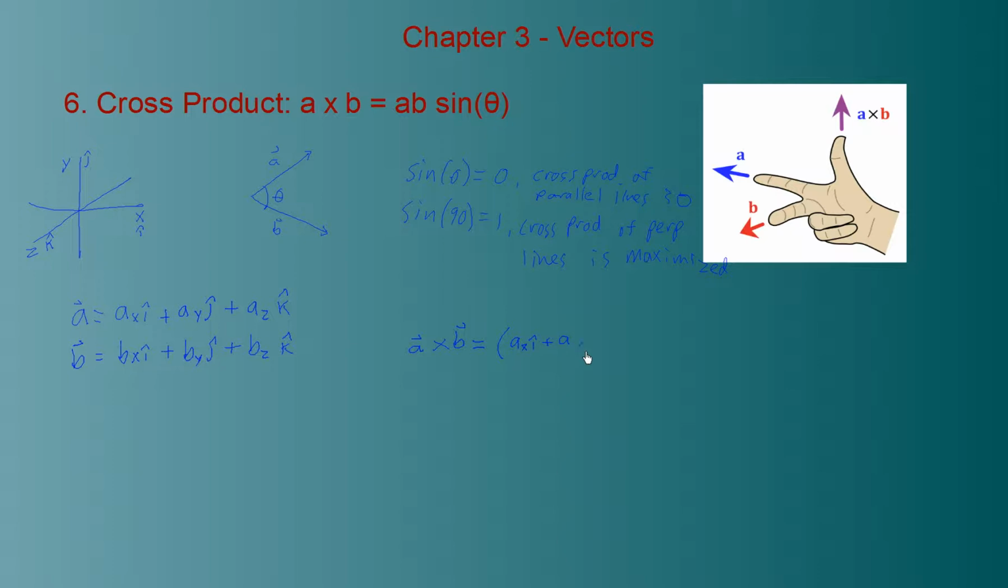AXI plus AYJ plus AZK times BXI plus BYJ plus BZK.